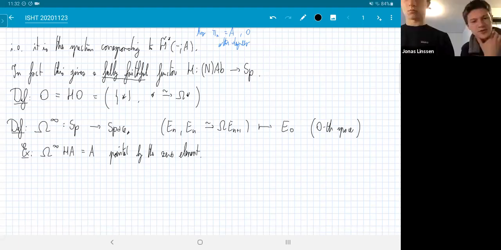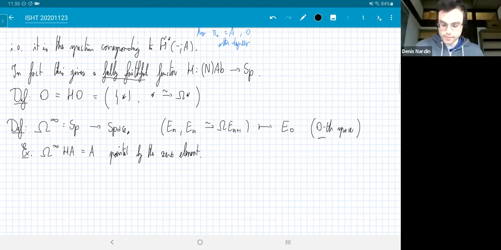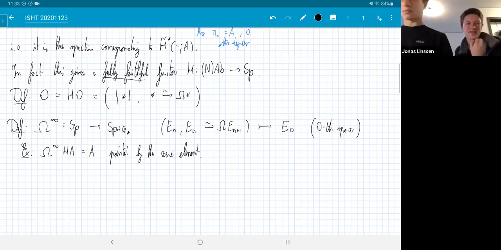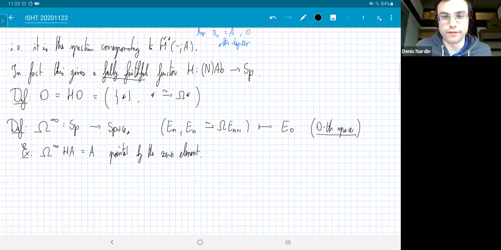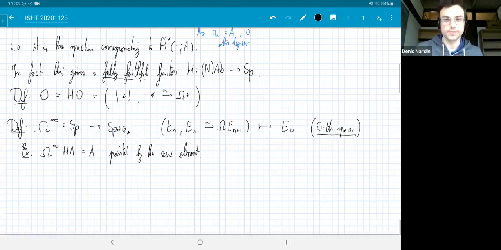Excuse me? Maybe I missed it, but does this omega infinity thingy have a name? Zeroth space. Oh, the name is the zero space. Yes. All right. But people normally call it omega infinity, to be honest, in practice. And sometimes you can hear people calling it the underlying space, even if it's not really an underlying space. Just intuition.